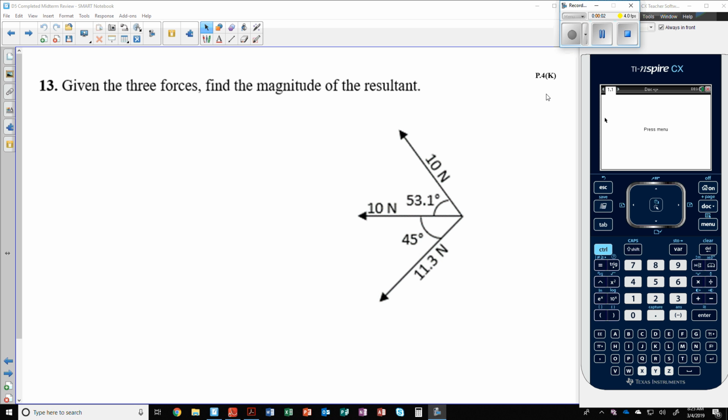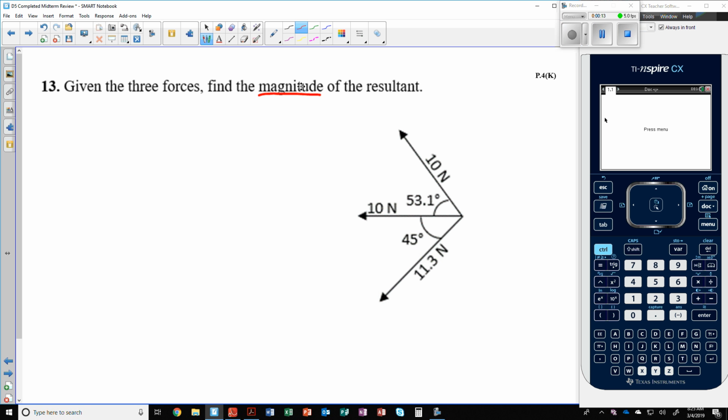13. Given the three forces, find the magnitude of the resultant. So magnitude, we've talked about before, it comes from polar form. It's an easier way of thinking about this. Magnitude in polar form, where we have r comma theta, or how you often hear me say it, h comma theta. I usually would use these brackets because the calculator handles them in brackets like that.